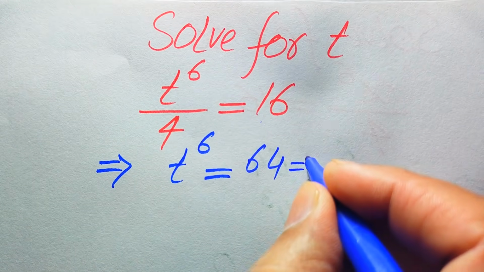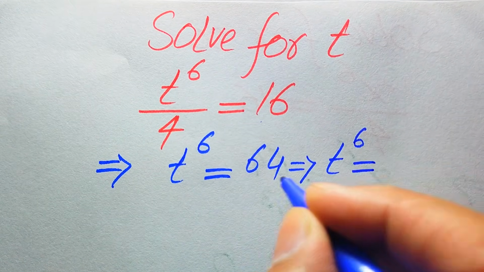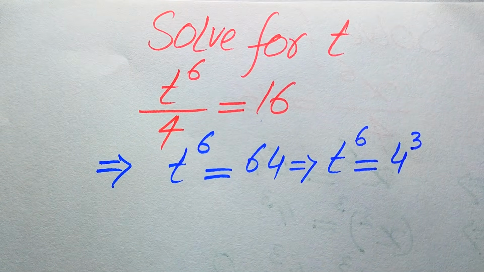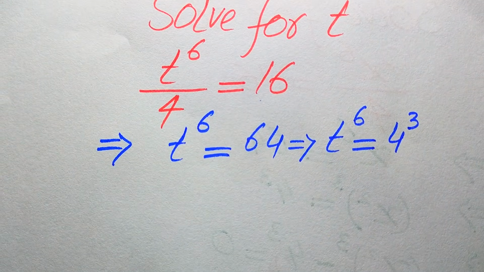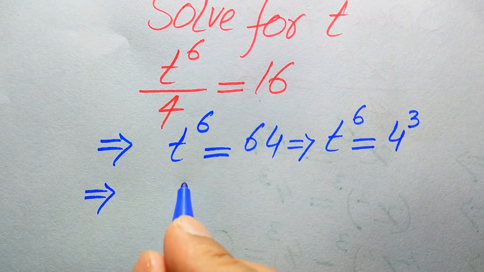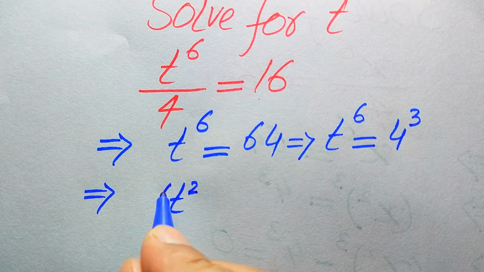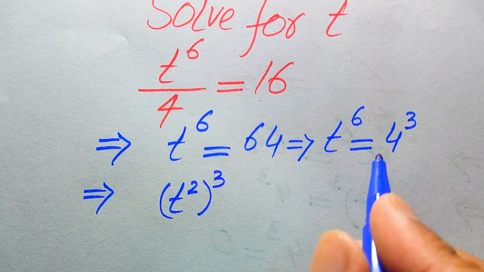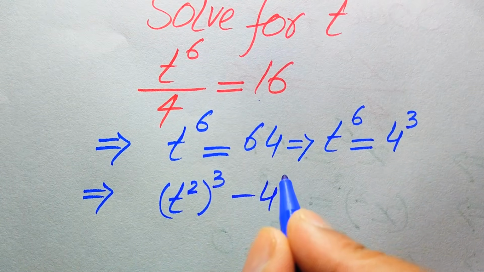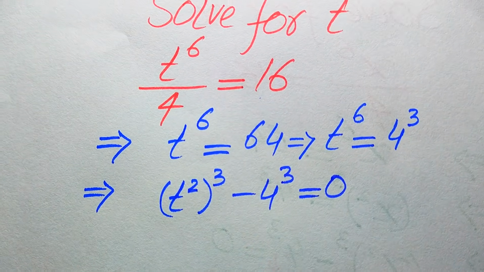Now we rewrite this equation as t to the power of 6 is equal to 64, and we write it as 4 cubed. We know that 4 cubed is equal to 64. In the next step we write t to the power of 6 as t squared, whole cubed, and we move 4 cubed to the left hand side, and it becomes minus 4 cubed, and this whole equation is equal to 0.